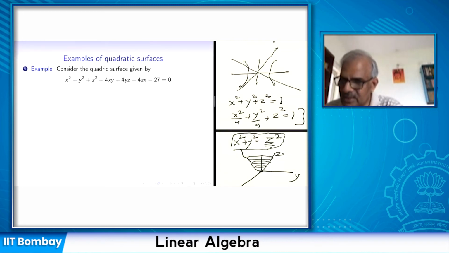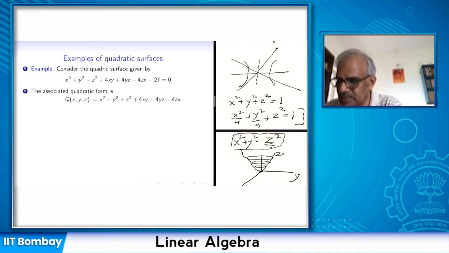Yeah, so let us look at some examples. So consider a quadratic surface which is given by x square plus y square plus z square plus 4xy plus 4yz minus 4zx minus 27 equal to 0. So it has these mixed terms. It is not clear what it represents.